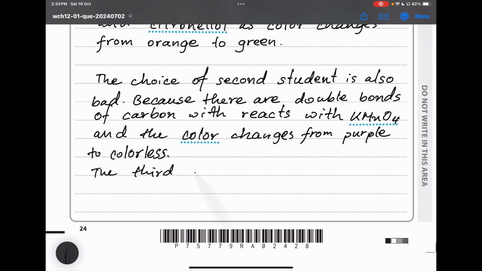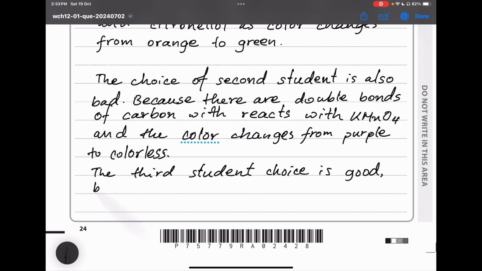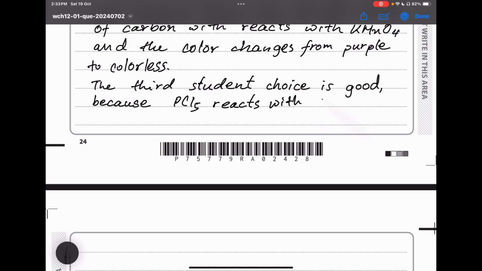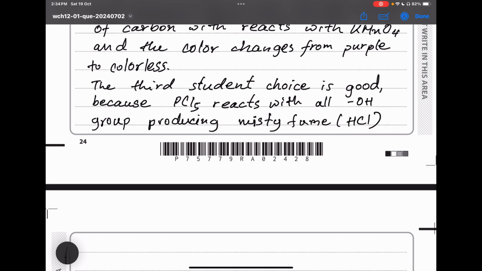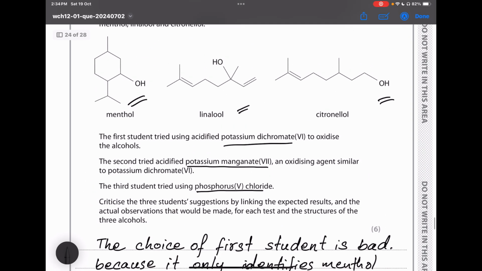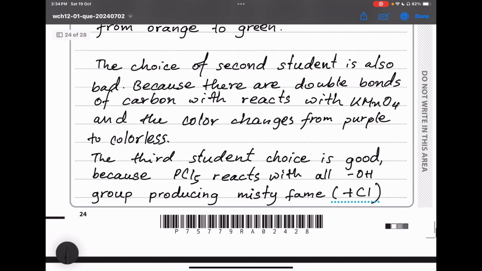The third student choice is good because PCl5 reacts with all OH groups, producing misty fumes. And why are the misty fumes going to form? Misty fumes are due to HCl forming, right? Because PCl5 reacts with the OH group over here, reacts with all three OH groups to produce HCl, right? So this is the paper that we did for Unit 2.